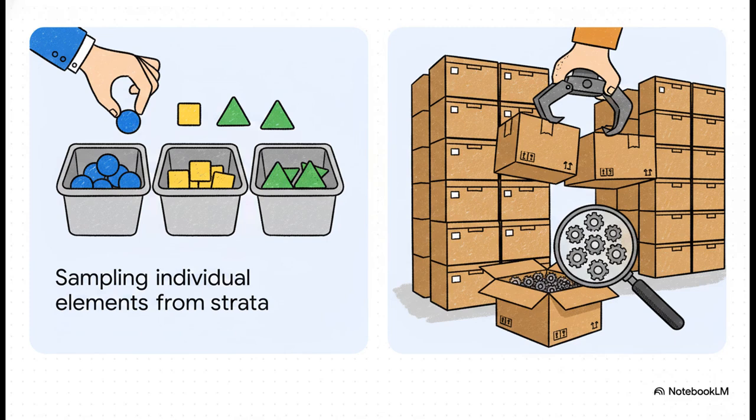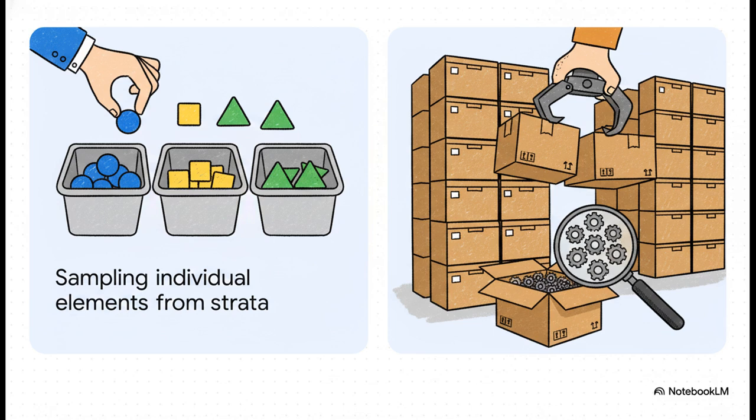So the crucial point here is understanding the difference between stratified and cluster sampling because they sound similar. In stratified sampling, we are pulling individual items from within carefully sorted strata. But in cluster sampling, we are selecting entire groups randomly.